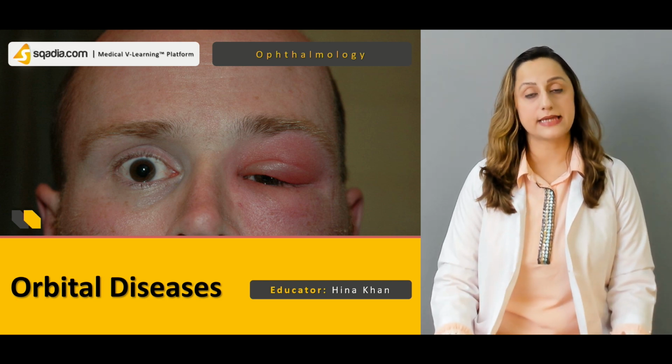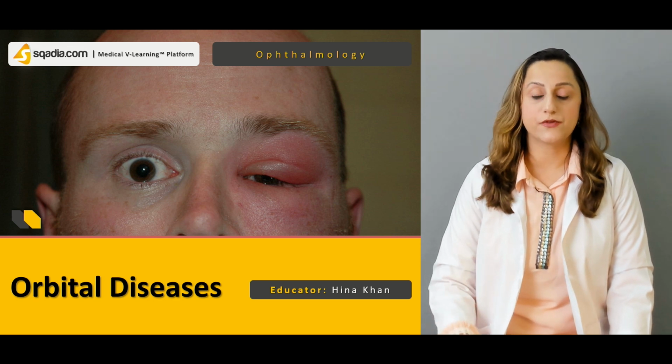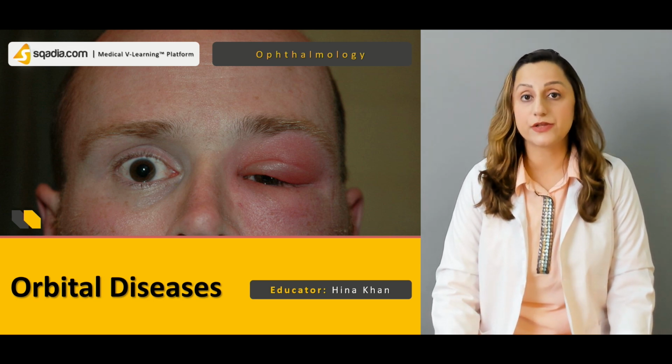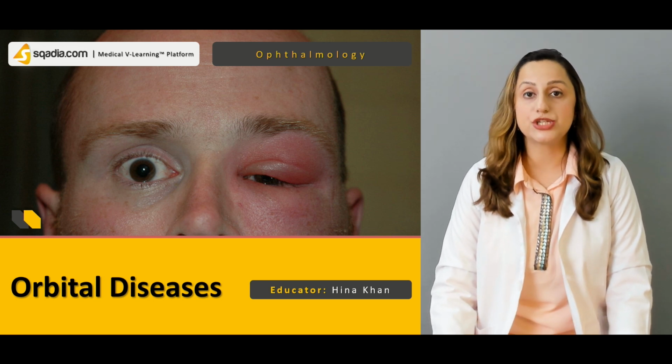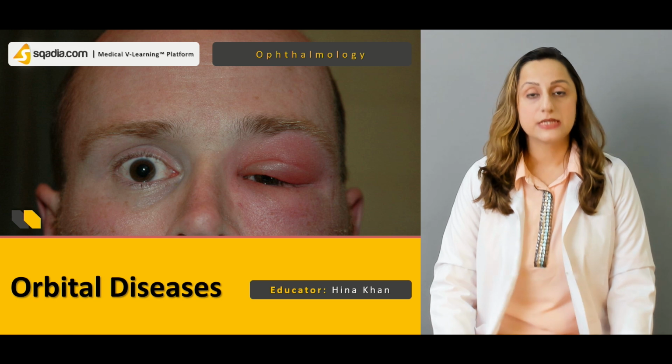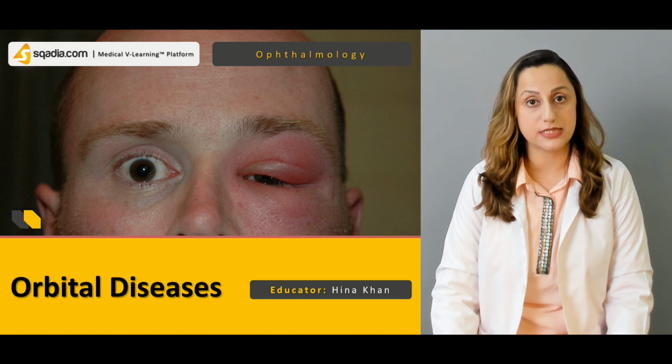So infections can travel from this orbital cavity to the cranial fossa, either the anterior or the middle, or eventually it can reach up to the posterior cranial fossa. So this is a very important communication that we have to consider.